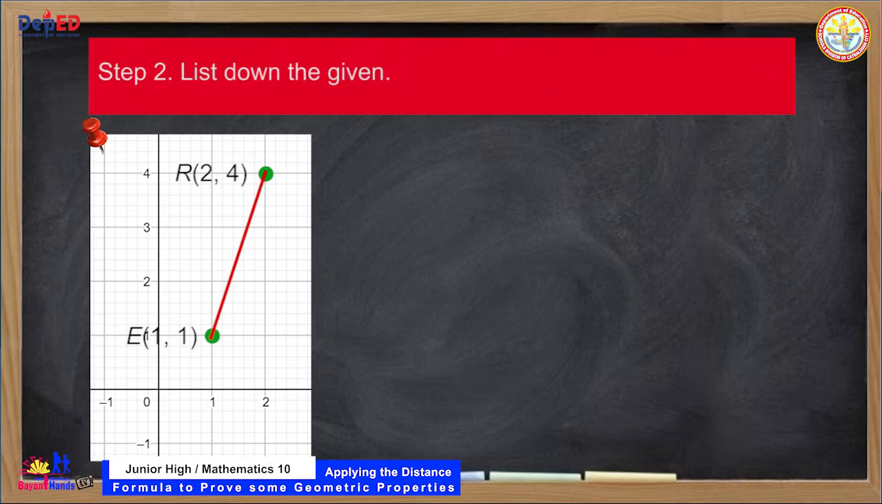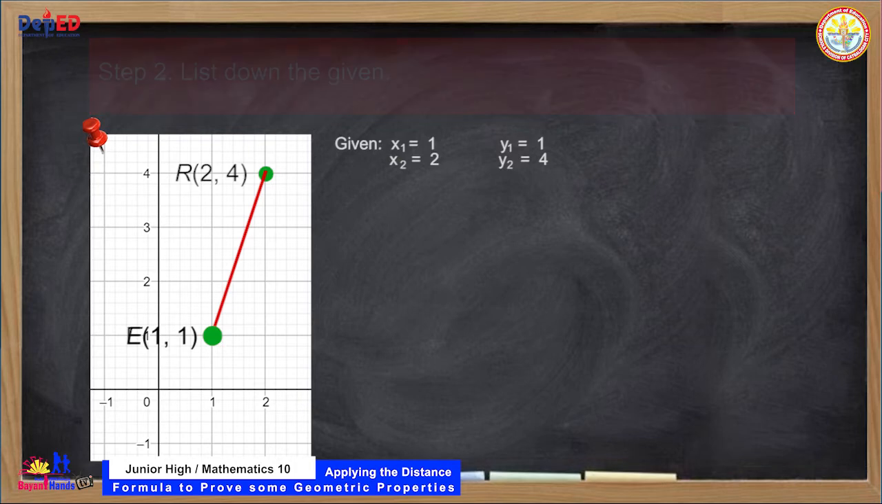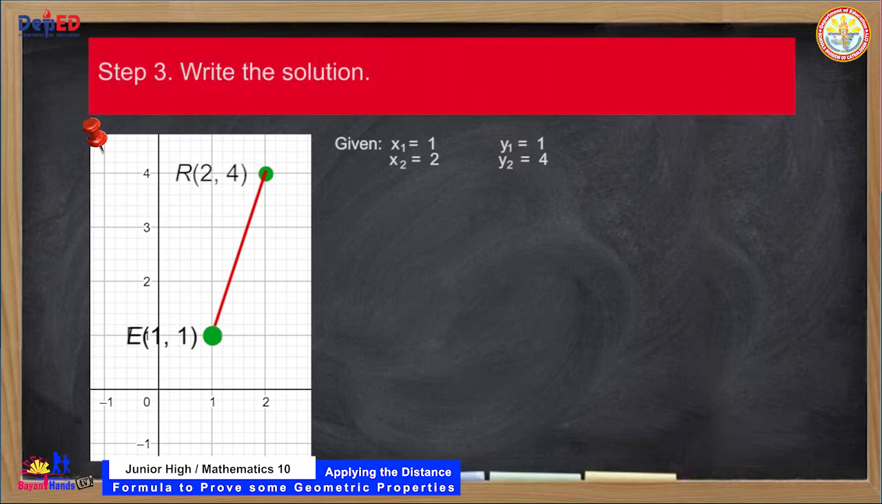Step 2. List down the given. Our given are x sub 1 is equal to 1, y sub 1 is equal to 1, x sub 2 is equal to 2, and y sub 2 is equal to 4. Step 3. Write down the solution. In our solution, we apply the distance formula.